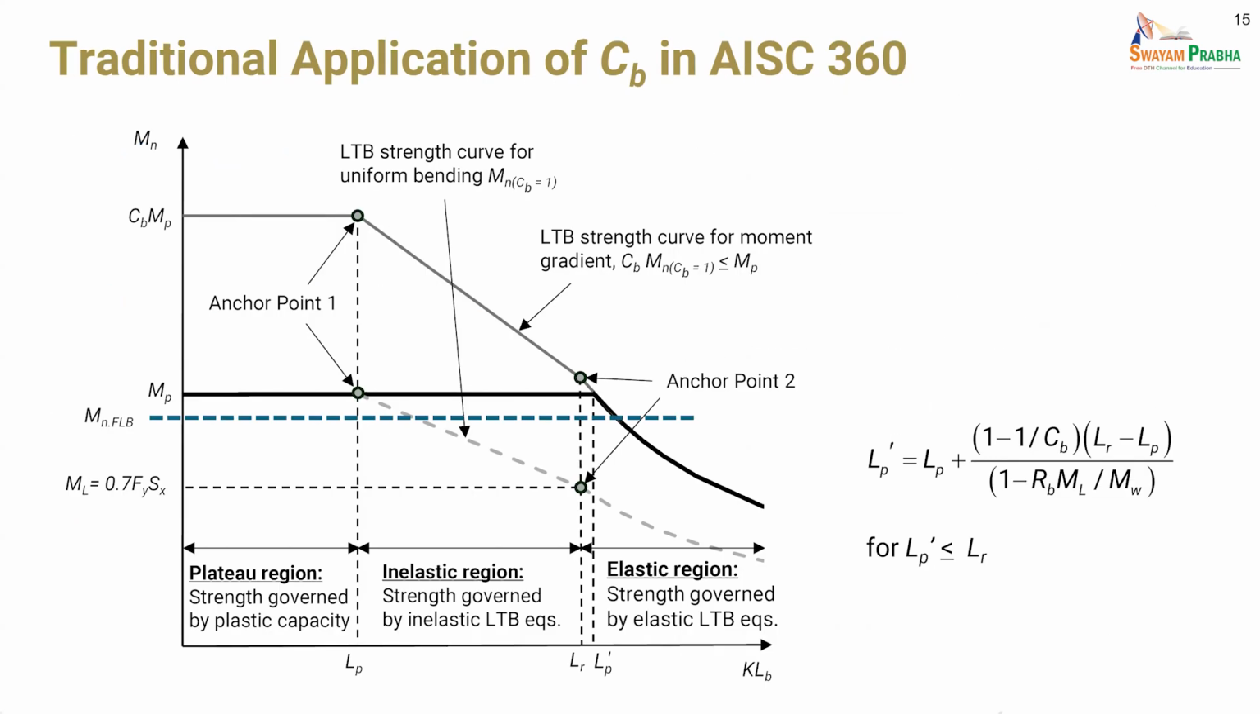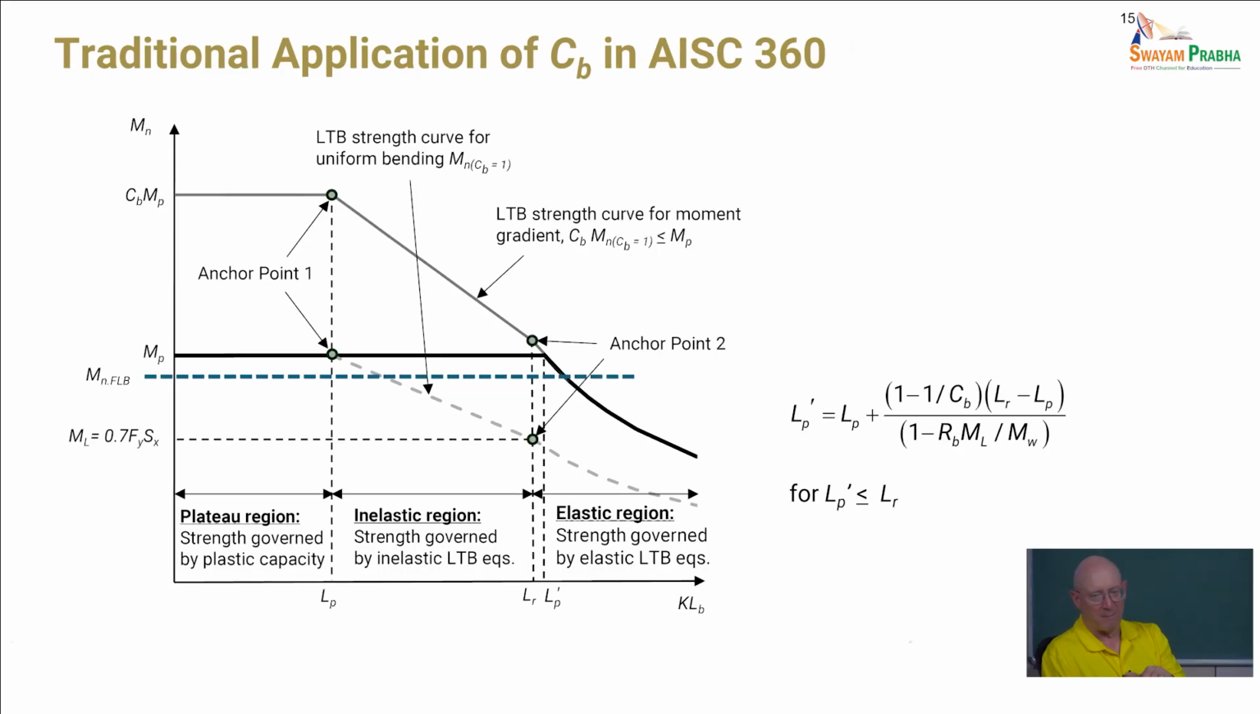So this slide is an attempt to show how the current section F2 works and the way that AISC has traditionally applied the moment gradient factor C sub B. C sub B is a constant that is basically calculated as the ratio of the elastic lateral torsional buckling strength, given whatever variation in moment or moment gradient that you have within the unbraced length you're looking at, divided by what would be the elastic lateral torsional buckling strength if we just had uniform bending within the length.